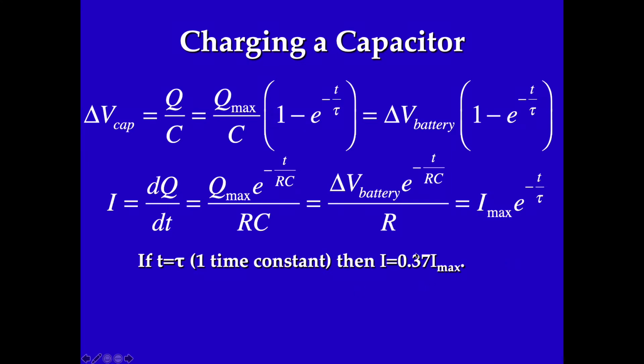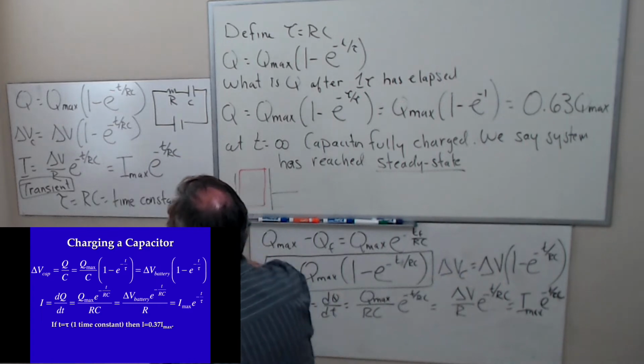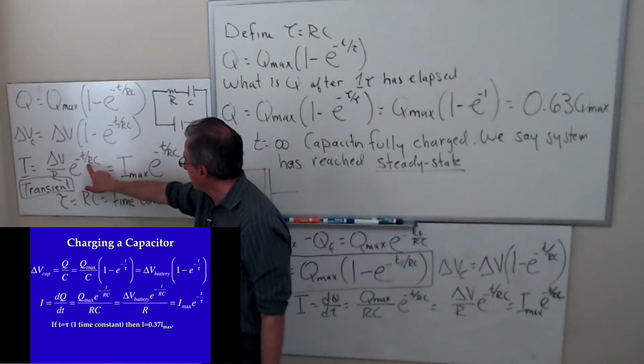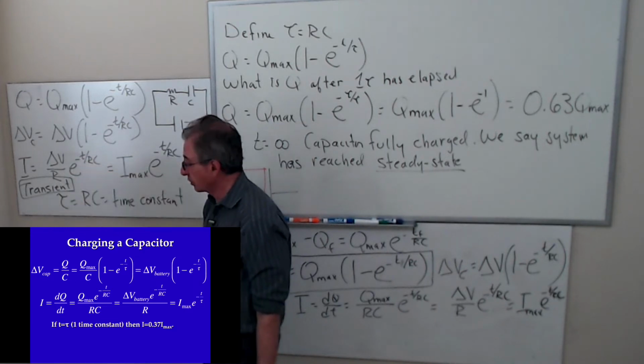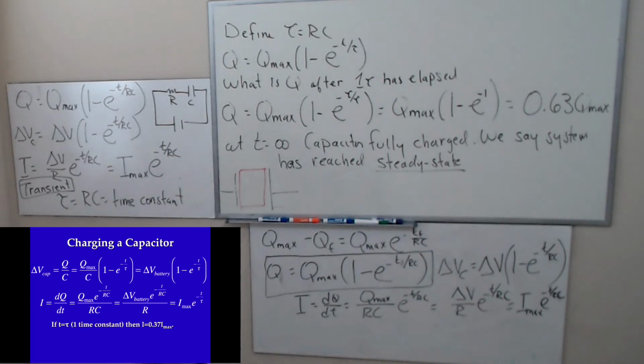One thing I forgot to mention when you look at the equation for the current, which I have on the board. Let me go back to the board real quick. I kind of jumped ahead of myself. I'm sorry. But after one time constant, you have e to the minus 1, and the current is 37% of its original value.